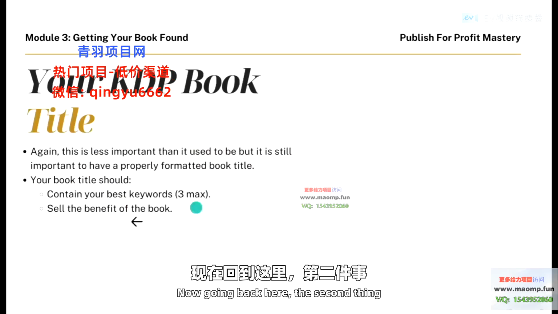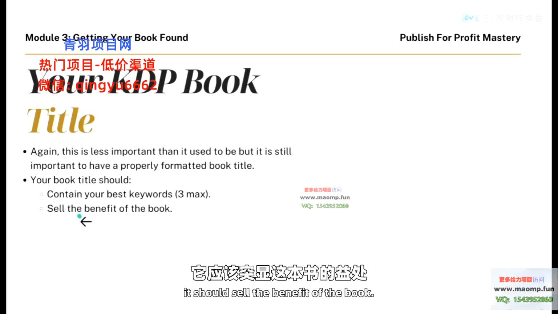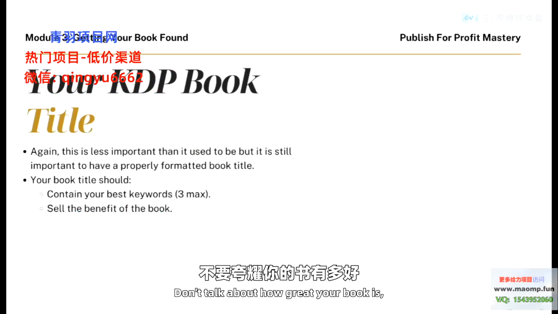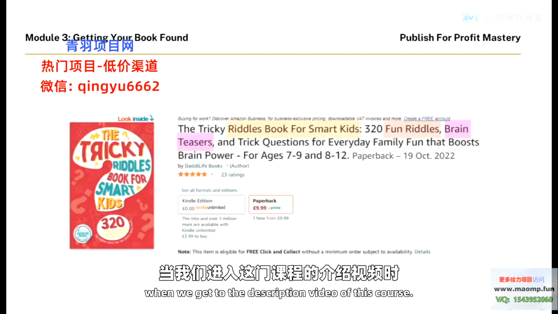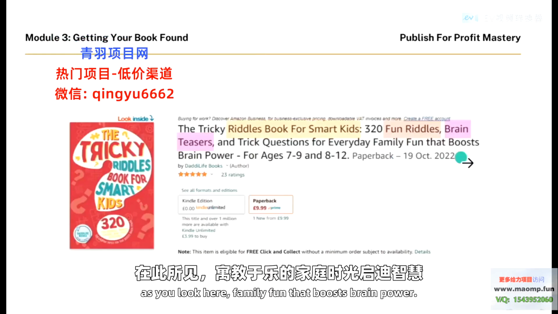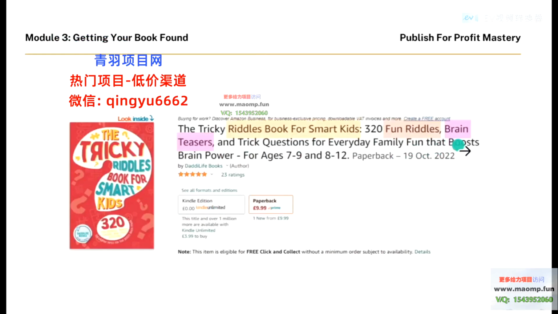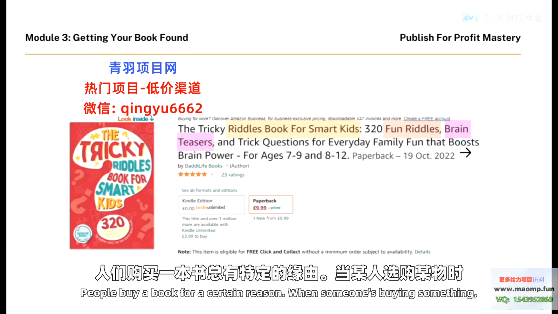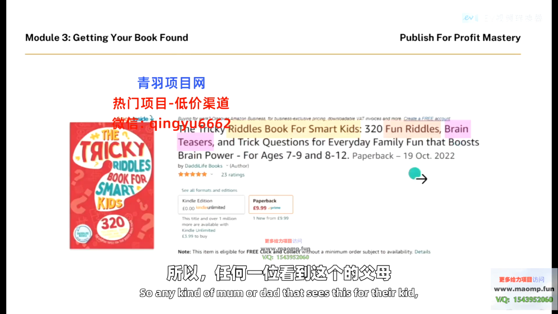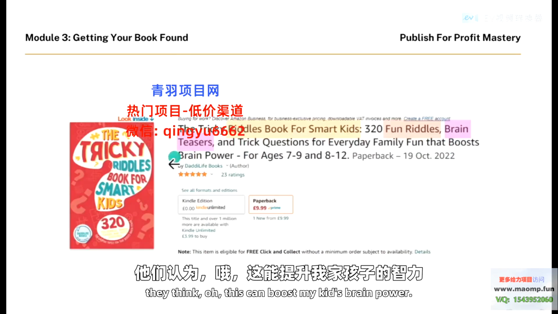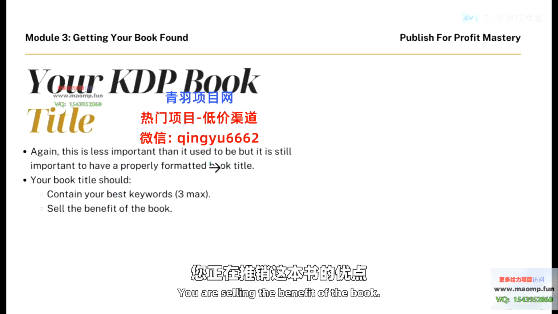Now going back here, the second thing your title needs to do is sell the benefit of the book. Don't talk about how great your book is, sell the benefit. And I'll go into this in a bit more detail when we get to the description video of this course. In terms of selling the benefit, as you look here: family fun that boosts brain power. People buy a book for a certain reason. When someone's buying something, they're buying it because they want a certain outcome. So any mum or dad that sees this for their kid and thinks, oh, this can boost my kid's brain power, you are selling the benefit of the book.